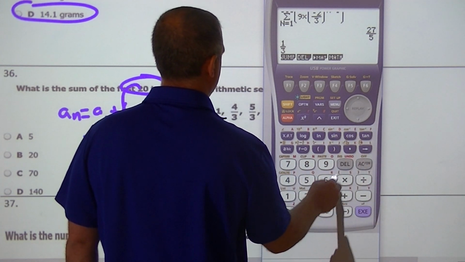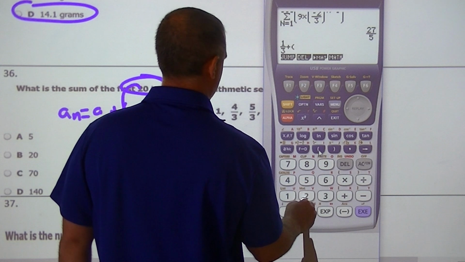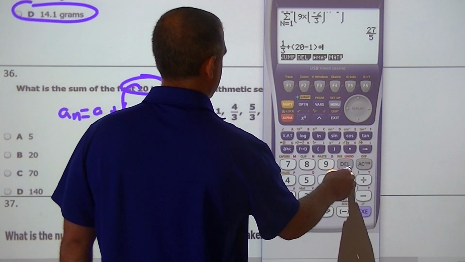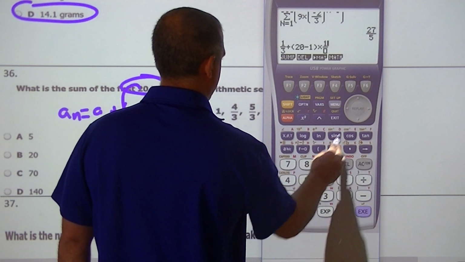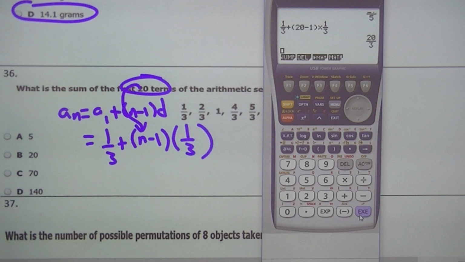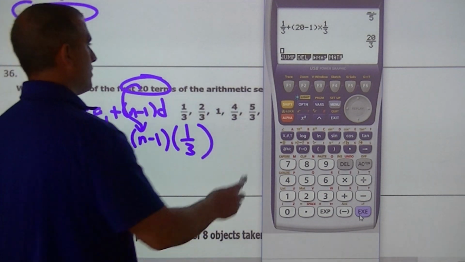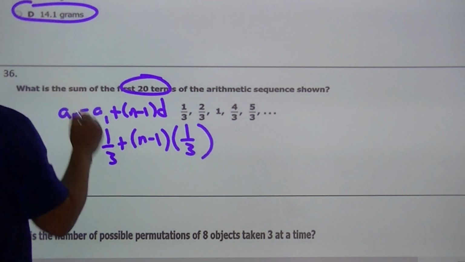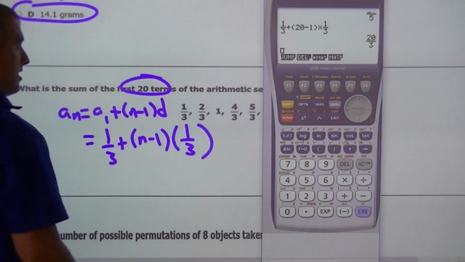So 1/3 plus 20 minus 1, times 1/3. That's 20 over 3. Oh, but it said sum, I'm sorry. It said sum. So we're not going to do that. That's just my formula.